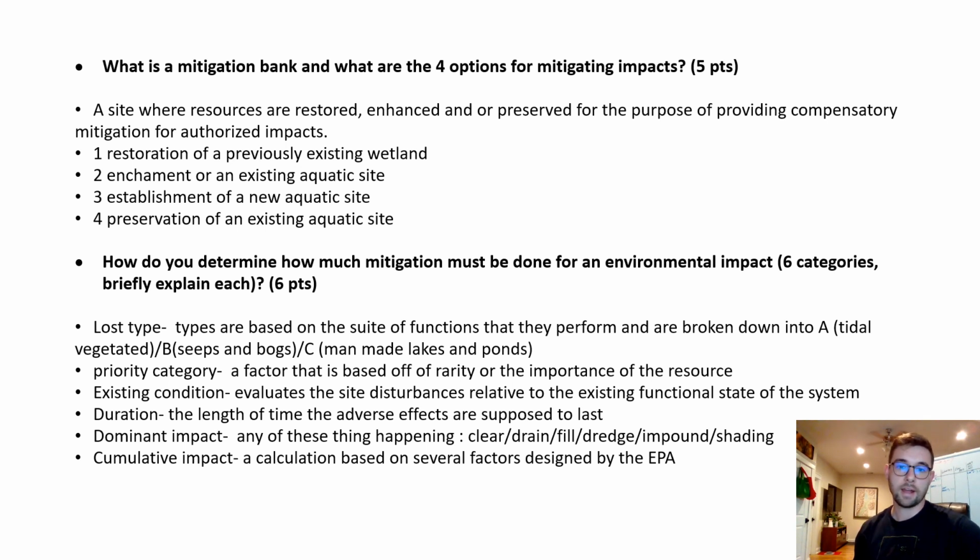Priority category is a factor that is based off the rarity or the importance of the resource. Existing condition evaluates the site disturbances relative to the existing functional state of the system. Duration is going to be the length of time the adverse effects are supposed to last. Dominant impacts are any of these happening at the site.